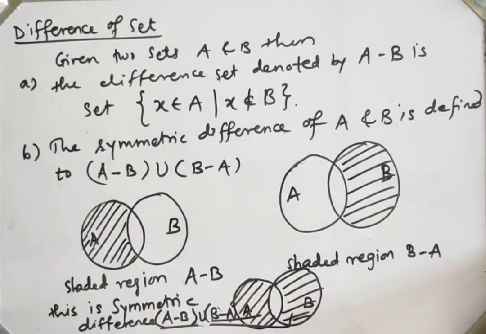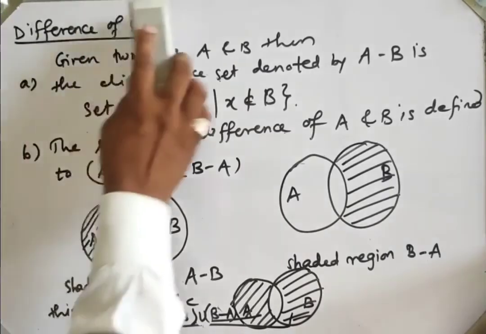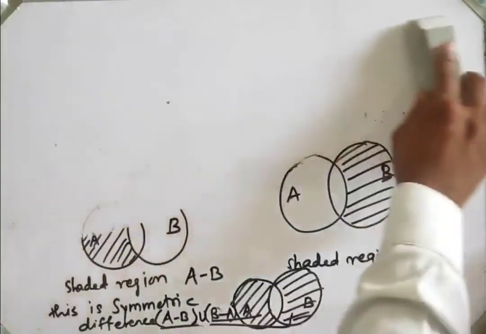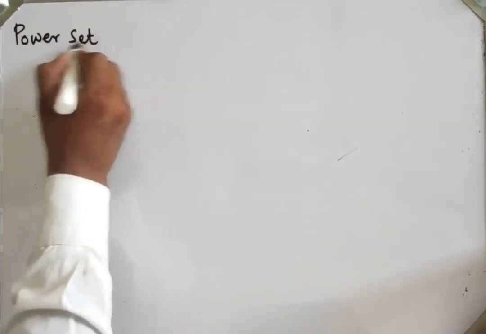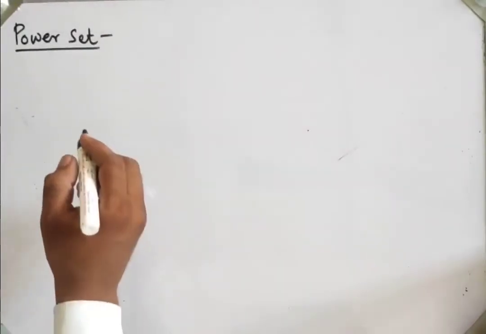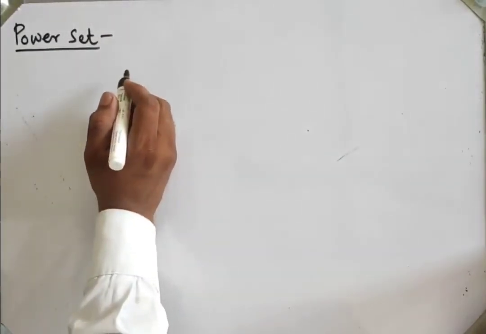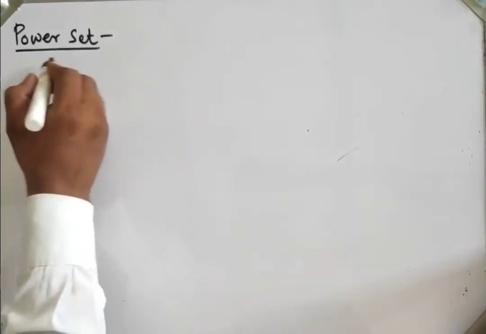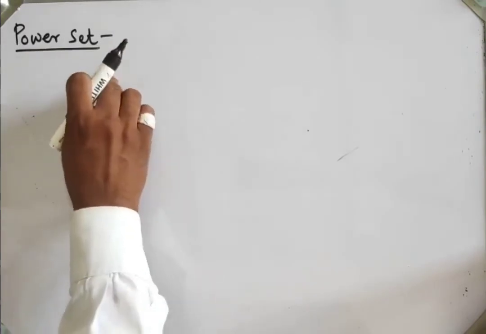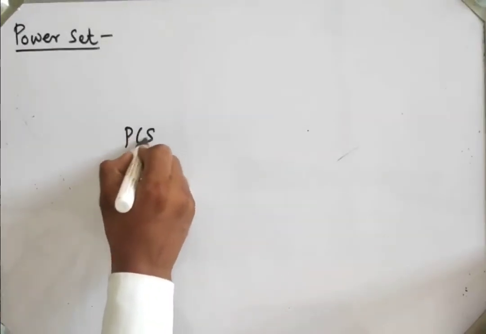So next we will see the power set. Now, power set. What is a power set? The power set of a set is the set of all possible subsets of the set. And we show this by the notation P of S.